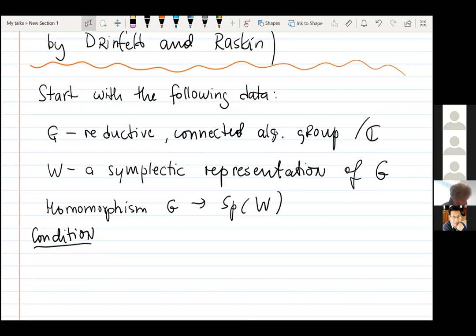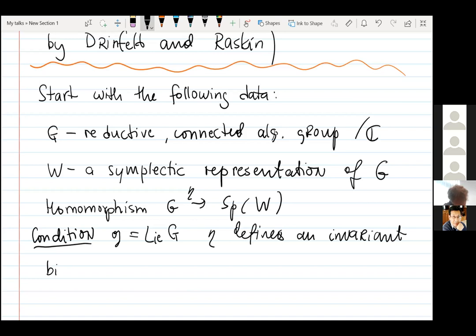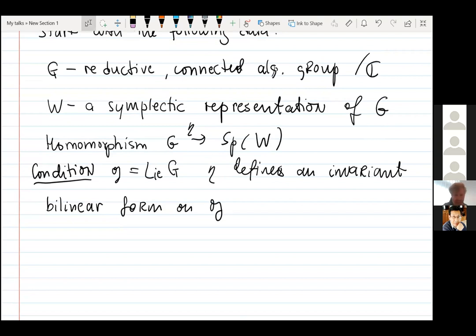Well, the condition that physicists want to put is the following. There are several ways to formulate it. The most algebraic way is the following. Let's take the Lie algebra of G, and then any representation, doesn't matter symplectic or not, of an algebraic group, in particular of its Lie algebra, defines an invariant bilinear form. Let's call this homomorphism eta. Then eta defines an invariant bilinear form on g.